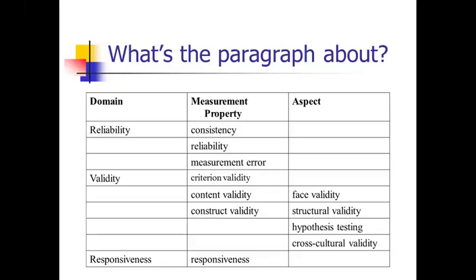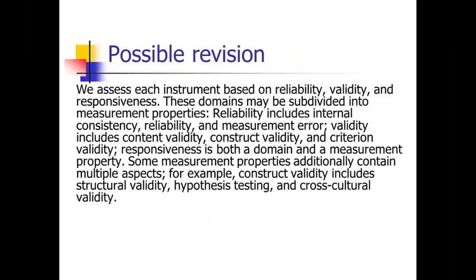So I put it in a little table, so we have the domains, that's the highest level, and then we get the sub-level of measurement property, and then below that we have aspect, and here's how all those terms fill that in. Then I used that framework to help myself edit this paragraph, and hopefully you came up with something that was similarly short, right? We don't need a lot of words to give this taxonomy. So I pared it down to, we assess each instrument based on reliability, validity, and responsiveness. These domains may be subdivided into measurement properties. Reliability includes these 3 measurement properties.